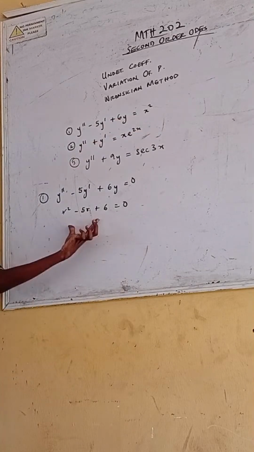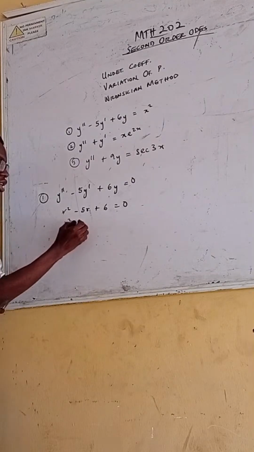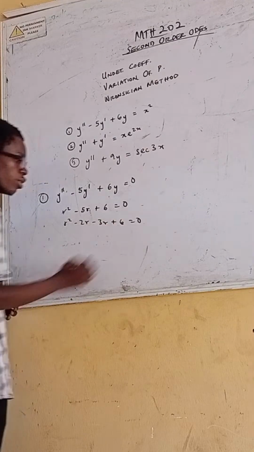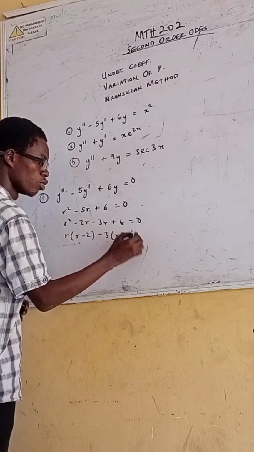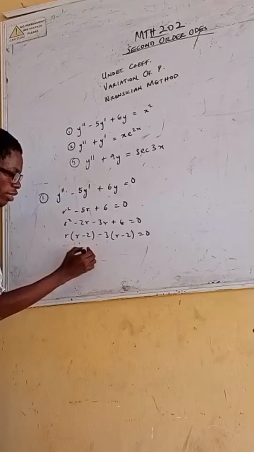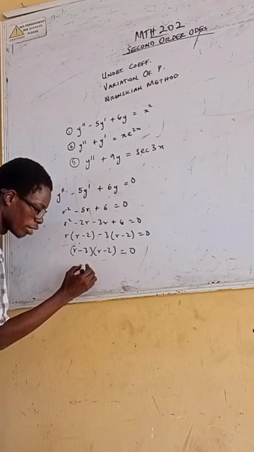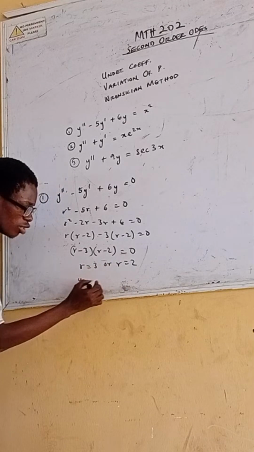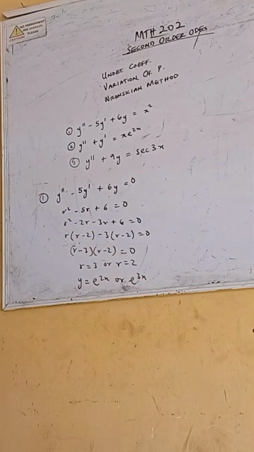We understand how we can do this one now? So minus 2, minus 3. r squared minus 2r minus 3r plus 6 equals 0. r into bracket r minus 2, minus 3 into bracket r minus 2. It means r minus 3 times r minus 2 equals 0. r equals 3 or r equals 2. So y equals e raised to power 2x or e raised to power 3x.